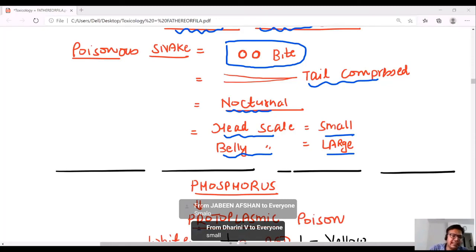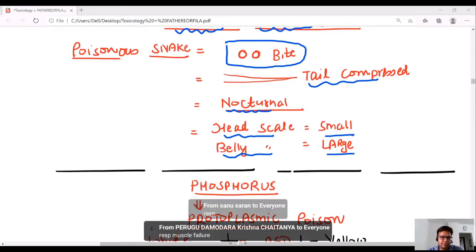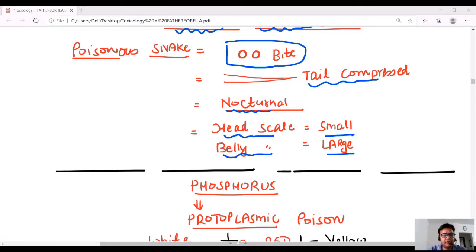Dr. Saab, cause of death in cobra and common krait is? Respiratory muscle failure. Dr. Saab, which is a vasculotoxic snake?